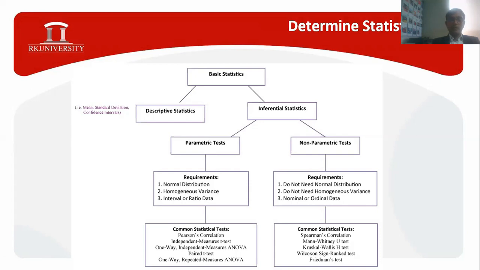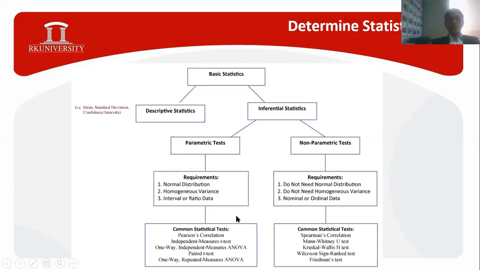Whereas if your data is not normal, or your variance is not equal, or your data is not interval or ratio in nature, you can use a non-parametric test on the data you have collected. So these are the requirements for a non-parametric test. Data may or may not be normally distributed. It doesn't require the variance to be homogeneous, and you can also apply any kind of non-parametric test on nominal or ordinal kind of data.